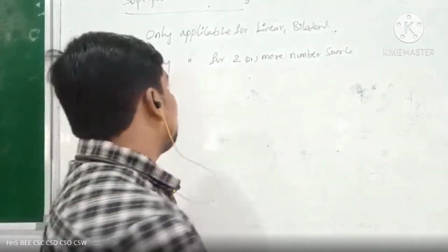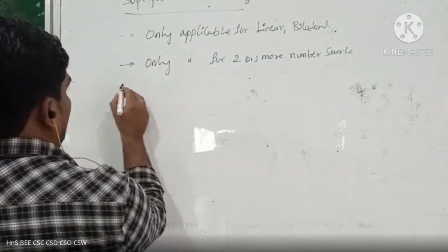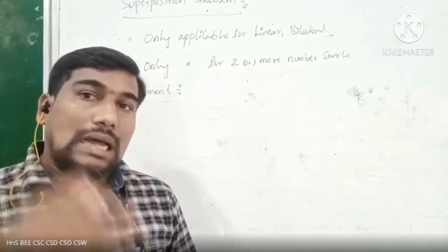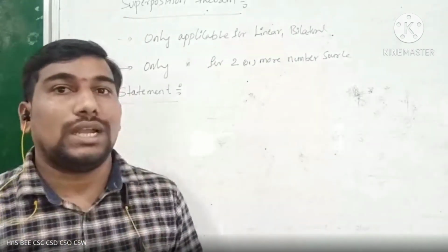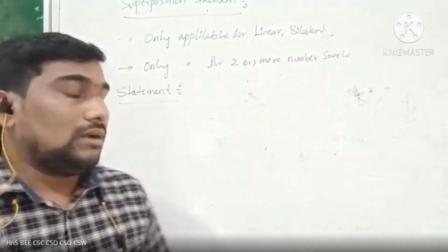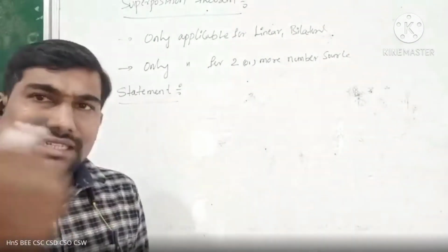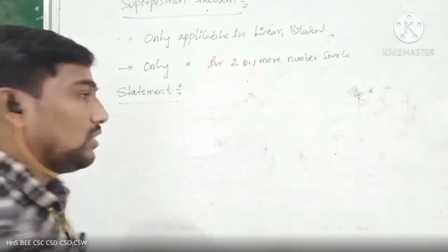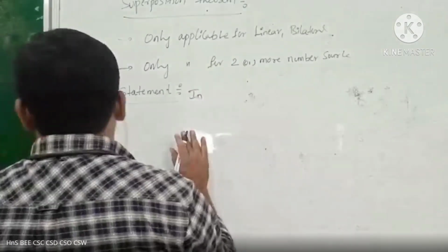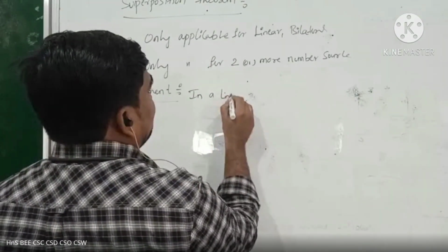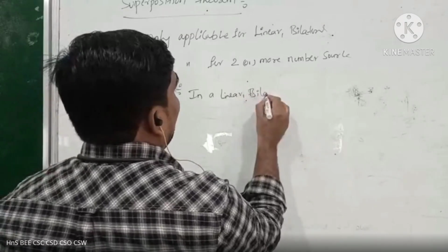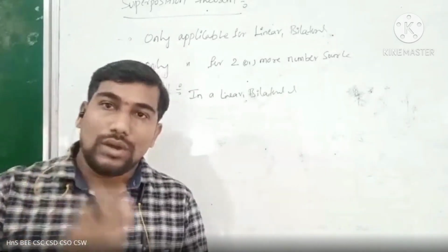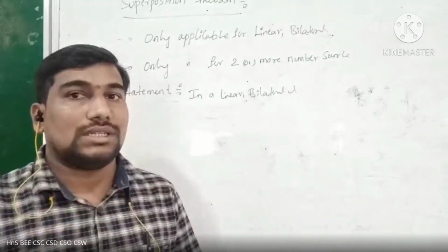Now coming to the statement only. The statement is very important for 2 marks questions. For long questions, the problems on the superposition theorem are very important. Now, what is the statement first? Every statement starts with a linear and bilateral network consisting of a number of voltage sources, a number of current sources, and resistors.